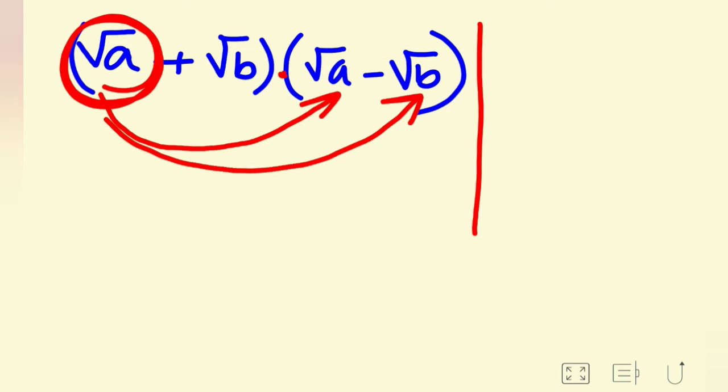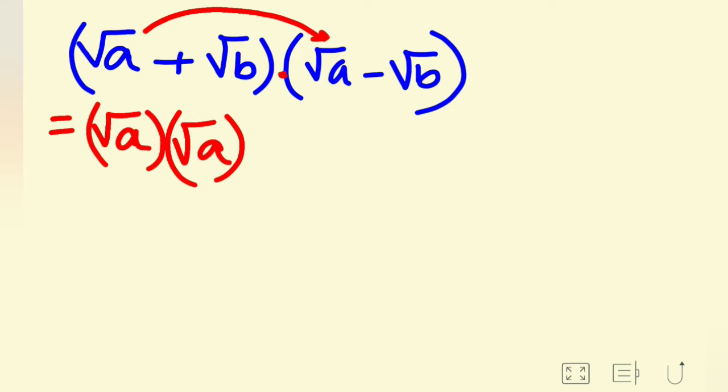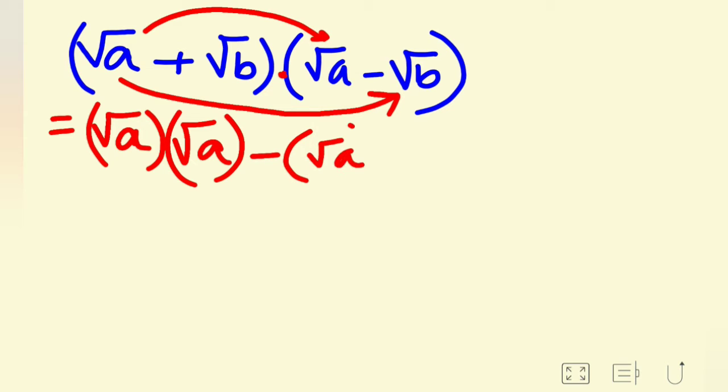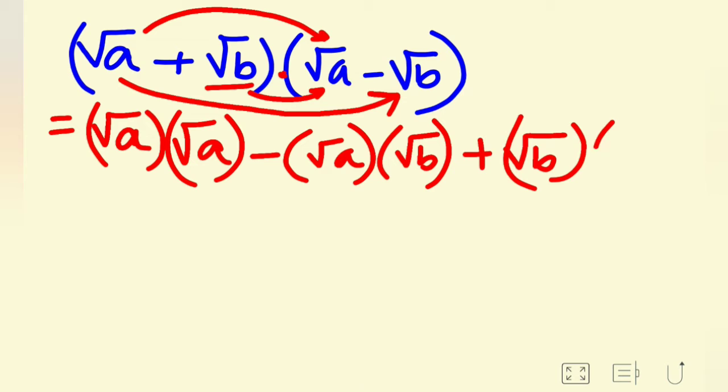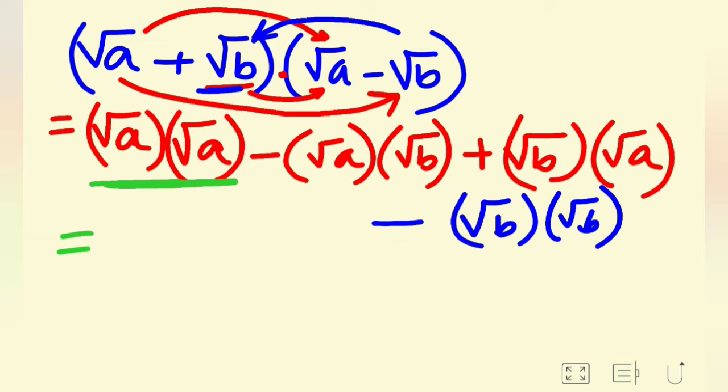So how will this be done? I'm going to perform these things: root over a with root over a, and this root over a will be multiplied with minus root over b. So this minus and plus will be minus. Now this plus root over b will be multiplied with root over a, so it is root over b into root over a. Again, this minus will be multiplied with root over b. So here is minus root over b with root over b.